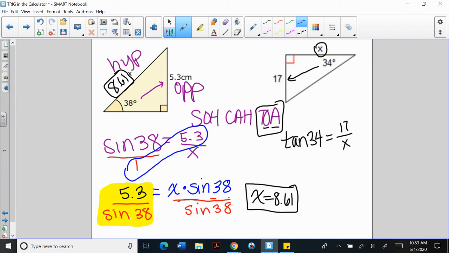Okay, so for this one, I got x is equal to 25.2. In my calculator, I typed in 17 divided by the tangent of 34 degrees. That is rounded off, so the second leg there would be 25.2.